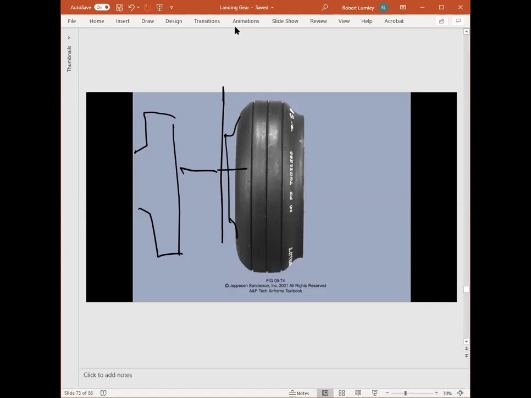Would you ever see a chine on a car tire? Is that something they do? No, I've never seen it. Okay. All right. Cool.